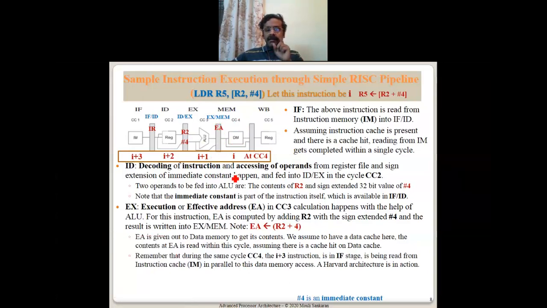At the same time, remember, the I+1 instruction and the I+2 instruction have come in already. I+3 is being accessed. This is also accessed and this is also being accessed. This is the data memory, whereas this is an instruction memory. That means we assume that during the same cycle, a data memory can be accessed and an instruction memory can also be accessed.